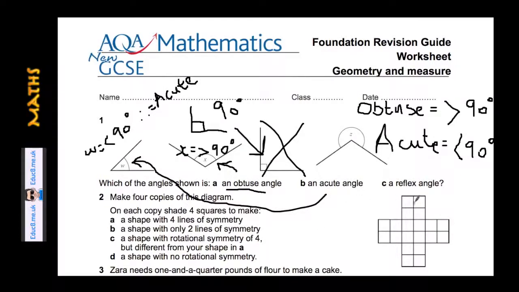So we've identified the obtuse and acute angle, which leaves the reflex angle, which must be this object here. However, let's just have a look to see why it's a reflex angle. We'll notice that the angle is over 90 degrees, so it can't be an acute angle. It's also over 180 degrees, so it can't be an obtuse angle, which would be between 90 and 180. Therefore, it's a reflex angle. A reflex angle is over 180 degrees, but less than 360.